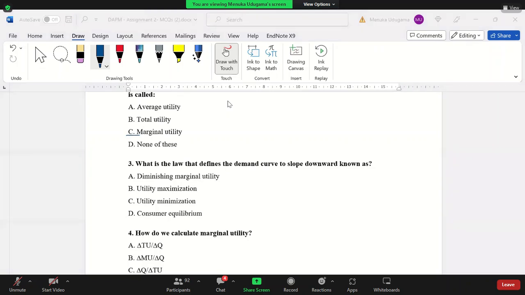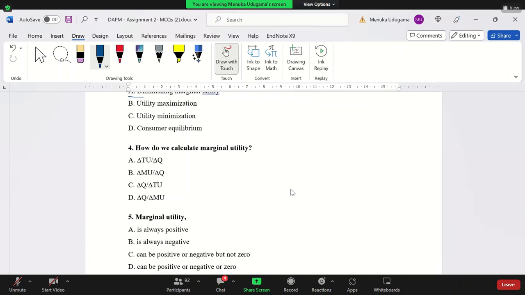3. What's the law that defines the demand curve to slope downwards? So we went through this morning also. Why does it slope down? Because of diminishing marginal returns, isn't it? As we consume more and more, the marginal utility that you get reduces gradually. That's called the law of diminishing marginal returns.